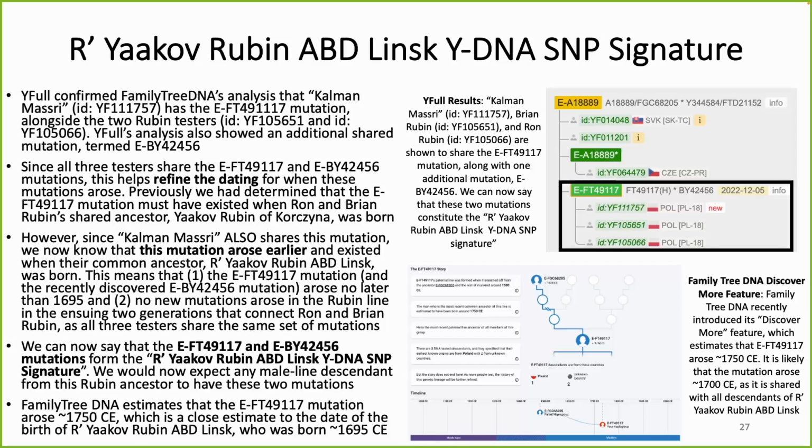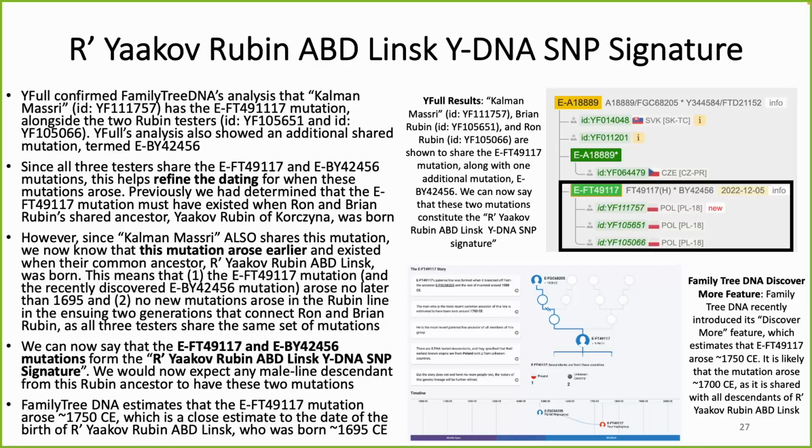So what we can say is, between the birth of Rabbi Yaakov Rubin and when the grandson Yaakov Rubin, who's Ron Rubin and Brian Rubin's common ancestor, no new mutations arose. So when we say 50 to 150 years, it was at least more than 80 years, probably over 100 years between any new mutations arising in our branch of the family. And that mutation, which we previously said had to be around from about 1780, actually arose no later than 1695.